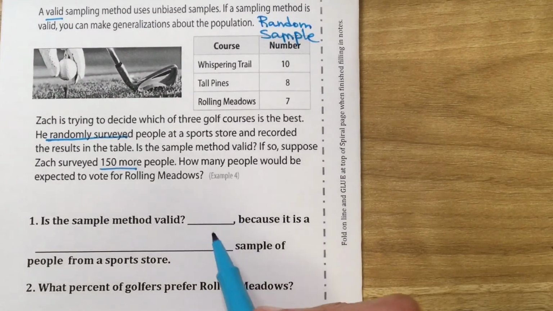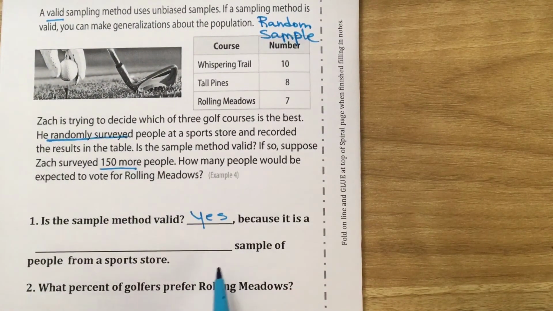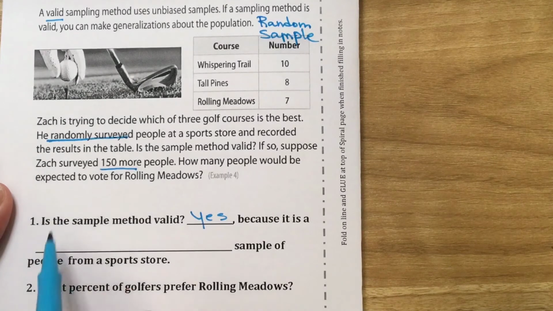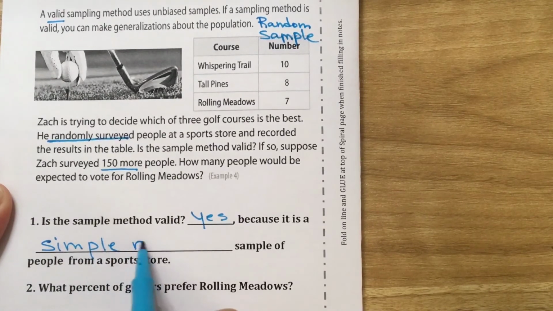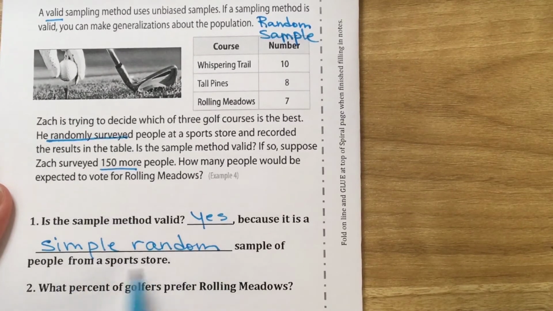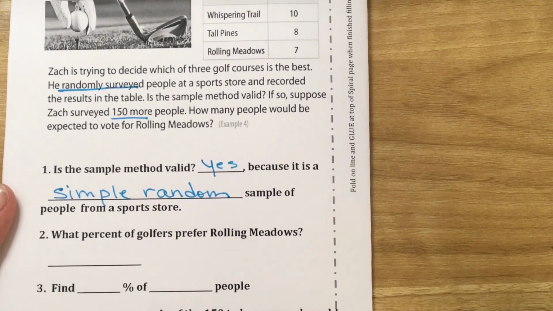Is it valid? Because we have random here, we're going to say yes. In Florida Virtual, you're just going to be looking for random sampling. This one is a simple random sample because it doesn't say every 10th person or 20th person. And it's a sample from a sports store. It wouldn't make sense if he just went to a grocery store. Here he's going to find people that are looking for sporting equipment.